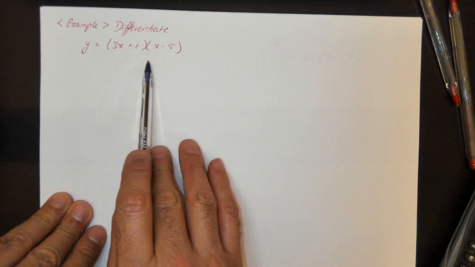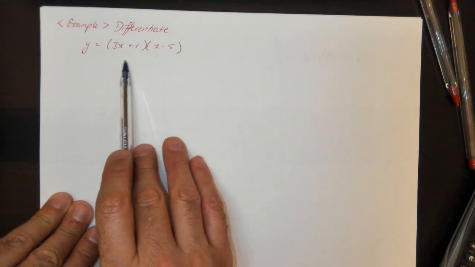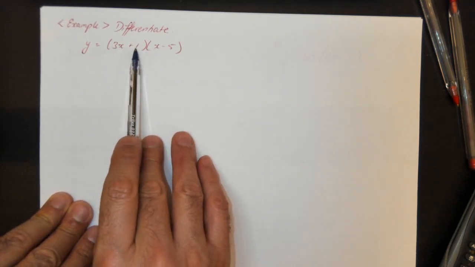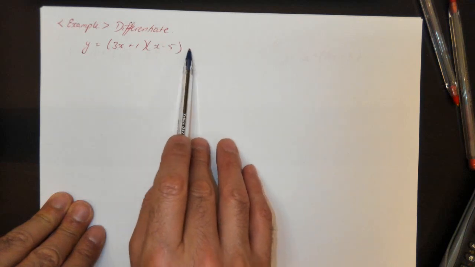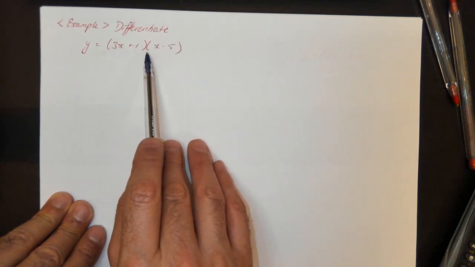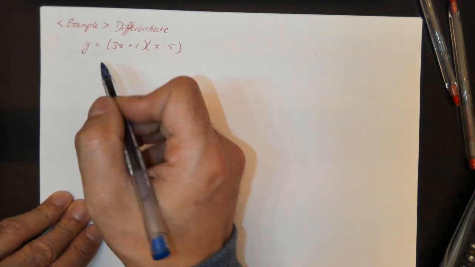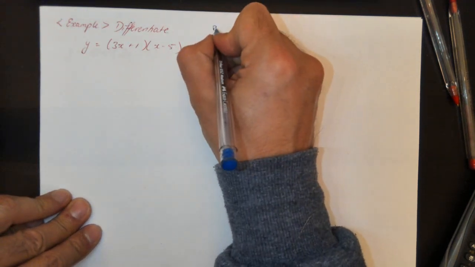We have this function where we have something being multiplied by something else, or something being a product of something else. So automatically we know we're going to use the product rule.